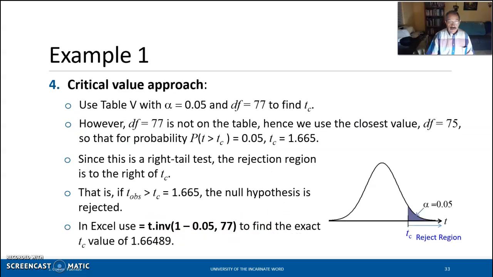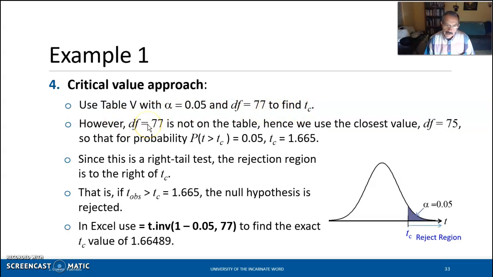So the fourth step is finding the critical value or finding the p-value. So we're going to do both. Let's start with the critical value approach. So here we're going to use table 5 with an alpha of 0.05, which is given to us, and the degrees of freedom, which is 77, to find that t critical.